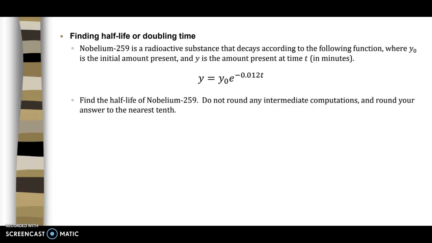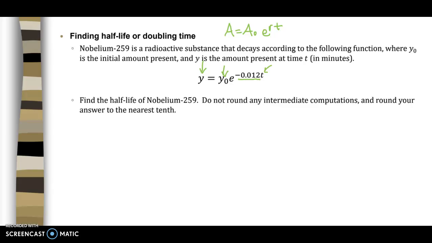So Y naught, just like when we worked with the equation A equals A naught e to the RT. Can you see this in this equation? We have Y naught, which is the initial amount. We have Y, which is the final amount. We have a negative rate because we're decreasing, right? And then we have a time t.